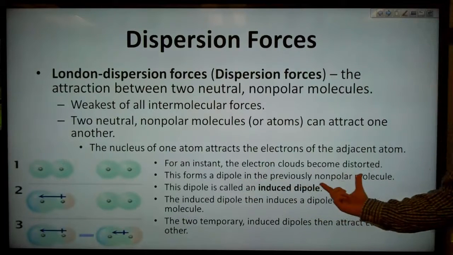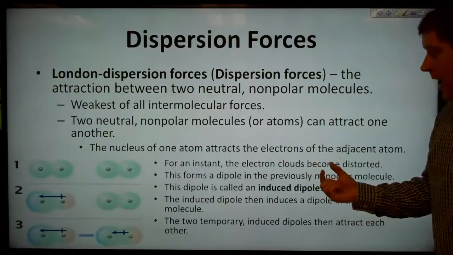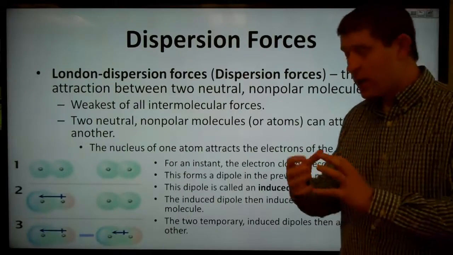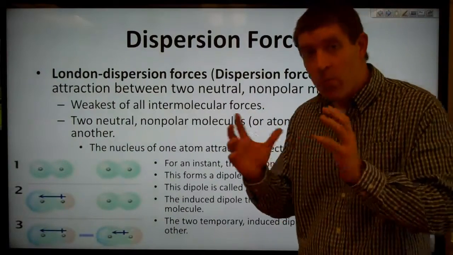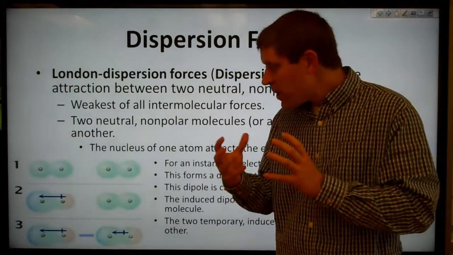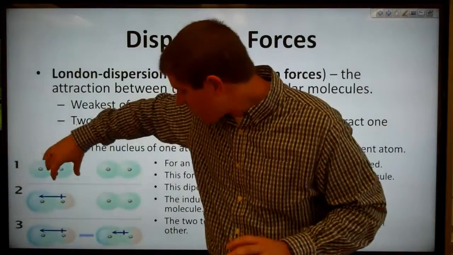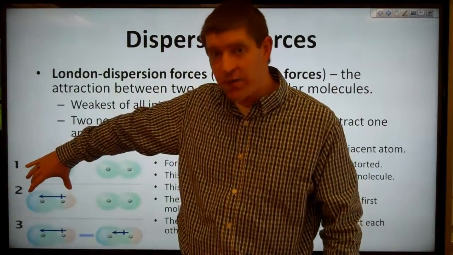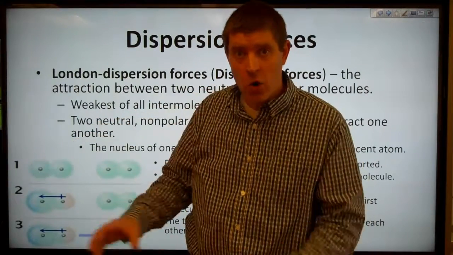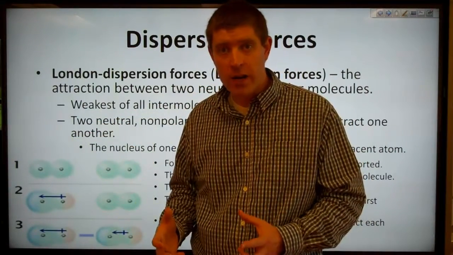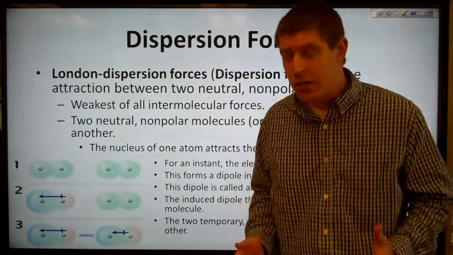And so just for that instant, as the electron cloud becomes distorted, as the electrons bounce around and move around the atom, if we have a little bit more electron density around this atom than we do around this one, then we have an instantaneous dipole that forms. It's only going to exist for a very short period of time, and then it will go away as the electron density rearranges itself again.